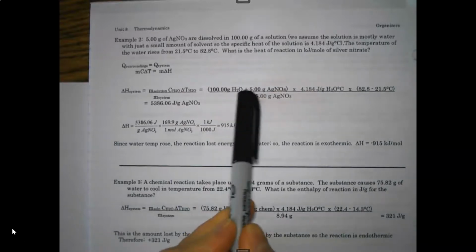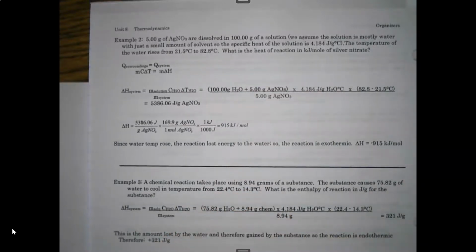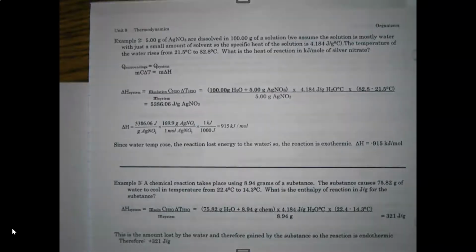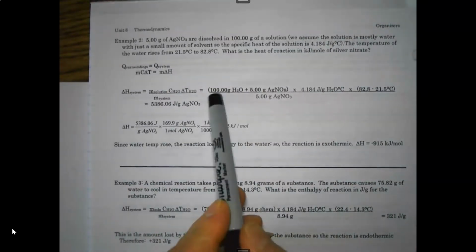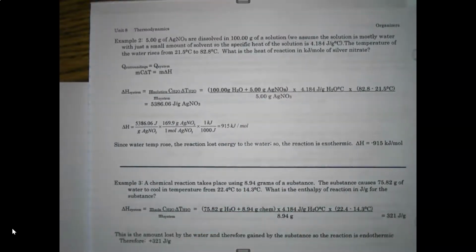I'm going to do something here that is going to make you a little bit confused. When you have the chemical actually dissolved in the water, and this is something you want to put an asterisk next to, a note next to, something to remember. Anytime the chemical is in water, the mass is not just the mass of the water, the mass is the mass of the whole solution. So notice that I have 100 grams of water plus the 5 grams of silver nitrate. So that total mass of the solution is what I have to use.